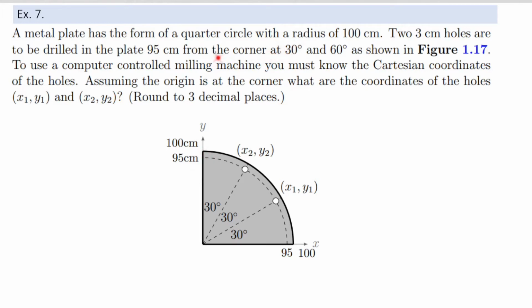All right, so they're to be drilled at 30 degrees. So here's 30 degrees and 60 degrees from the corner as shown. To use a computer-controlled milling machine, you must know the Cartesian coordinates of the holes. So that's your XY pair of each of these holes. So this is X1, Y1. That means for hole number 1, the XY coordinates, and for hole number 2, the XY coordinates. Assuming the origin is at the corner, so that's right here. What are the coordinates of the holes? Give these pairs rounded to 3 decimal places.